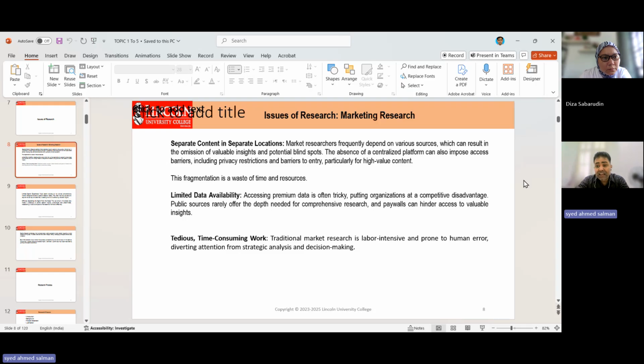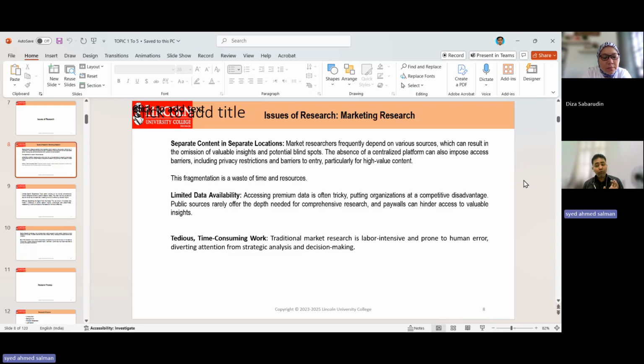The absence of a centralized platform. We do not have a centralized platform for marketing research. The absence of a centralized platform can also impose access barriers. If you do not have the centralized platform, then you will be having difficulty, challenges, barriers, obstacles, including privacy restrictions to entry, particularly for high value content. If you lack a centralized platform, then you might have several other issues related to marketing research. Do you understand what I am trying to say here? Yes, sir.